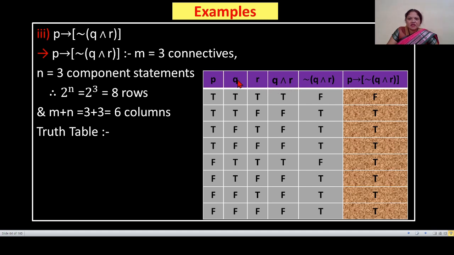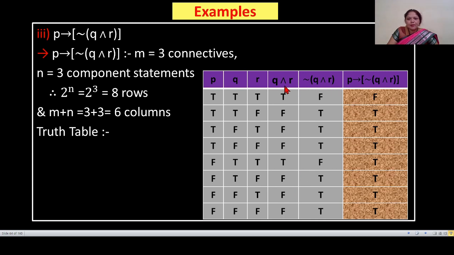Q statement is column second and R means column third. T and T is T, T and F is F, F and T is F, F and F is F. So, T T T, T F F, F T F, F F F. Next column, negation of Q and R.